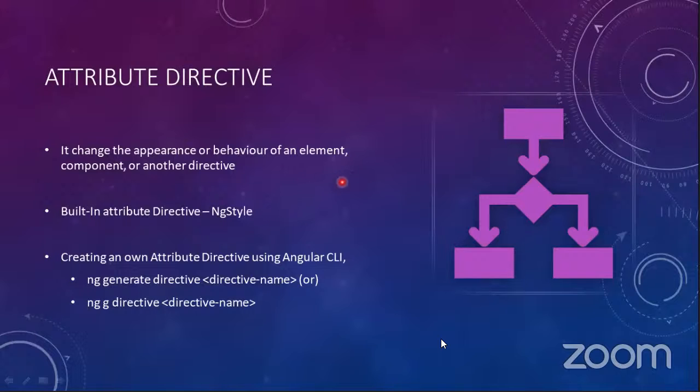If it is related to altering the DOM, like adding or removing or replacing an element in the HTML, that is the structural directive. But if something is related to the appearance of an element, that is handled by attribute directive. So how to create a new directive using Angular CLI? Yes, of course, ng generate directive and a directive name. Most of you are right. Let's go ahead with the next.